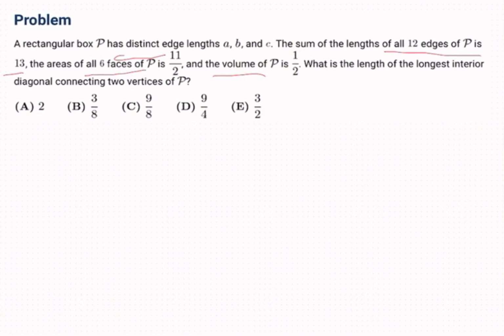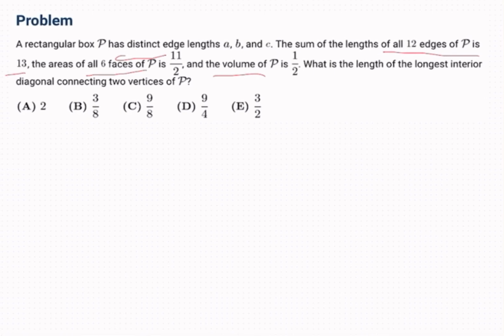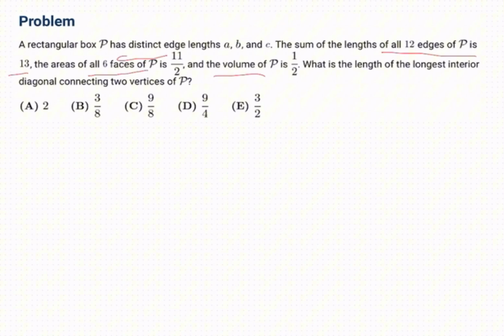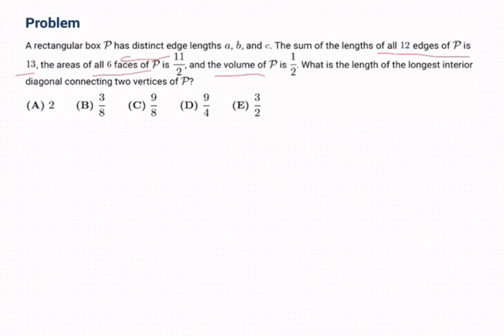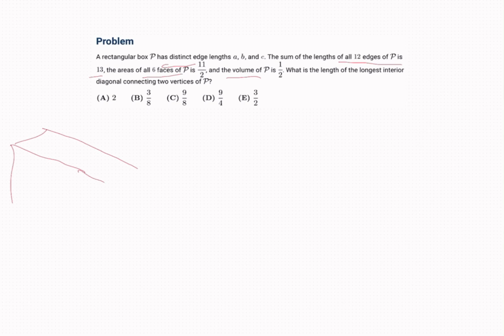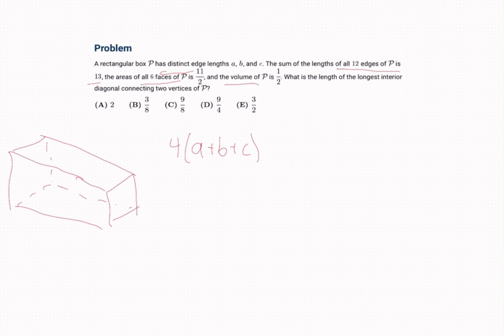First of all, if we look at the first one, there are four of the same lengths at once. Like if you look at a cube, in this case a rectangular prism, there are 4 of each length. So the first one is saying 4 times (a plus b plus c) equals 13. And then, from the second one, the area of all 6 faces is 11 over 2.